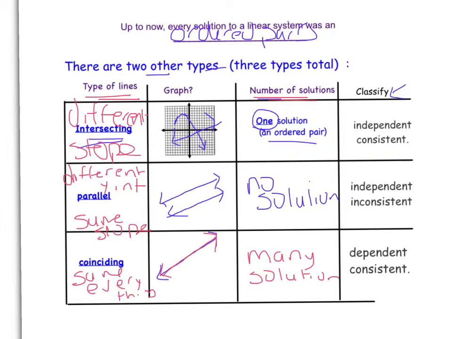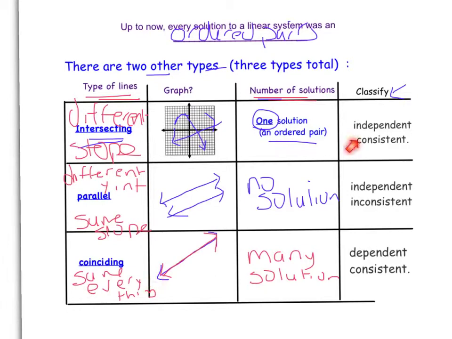All right, so let's talk about this last part, the classifying. Some of what you're going to be doing today is classifying, and so we can classify a system either as independent or dependent, consistent or inconsistent. And this is how I think of it. It's independent if there's two separate lines. So independent, they're two separate lines. They're either intersecting or they're completely separate. These two are exactly the same though, so they're dependent on one another.